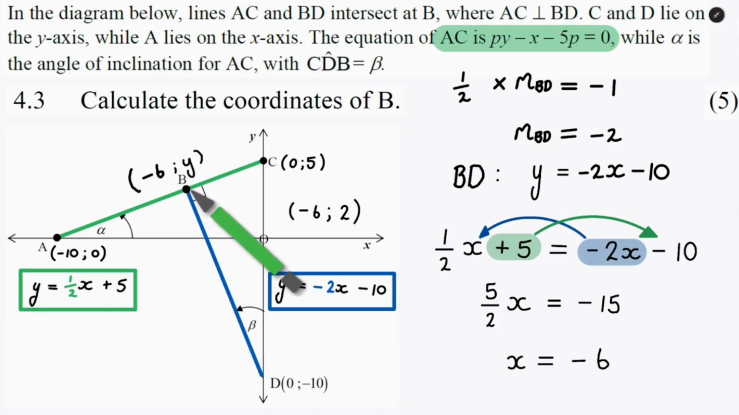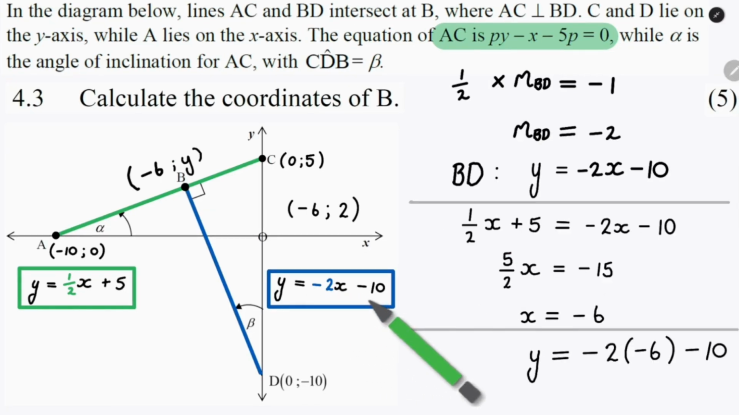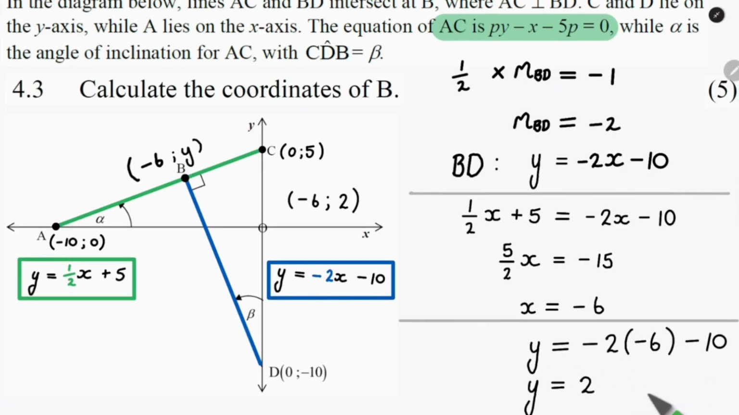To get the y value, I simply substitute that negative 6 into the equation of either graph, because it lies on both graphs. I think this graph looks easier because there's no fractions, so I'm going to sub it into the blue graph. And all that entails is changing this x to a negative 6, just like this. Okay, then we're going to slide that into our calculator, and it returns us y equals 2.